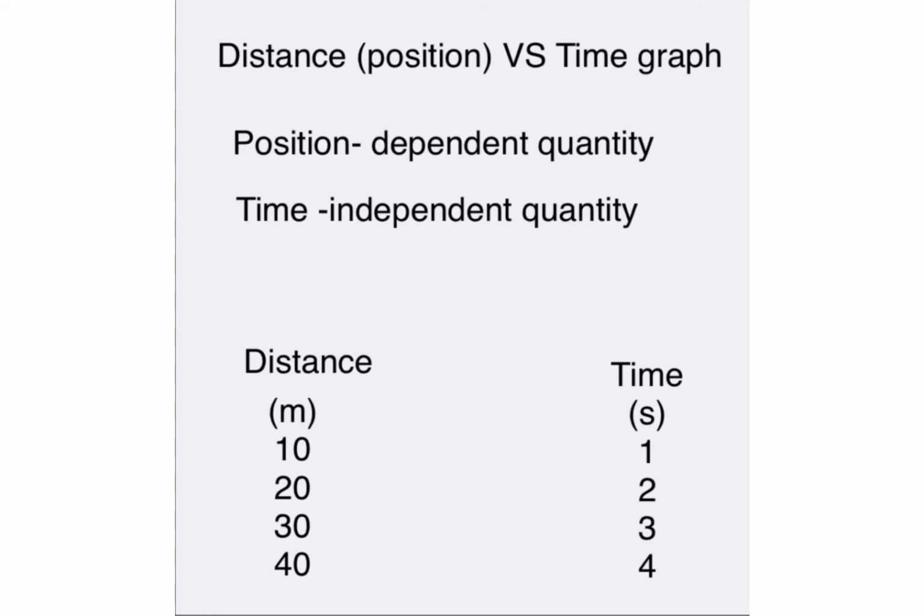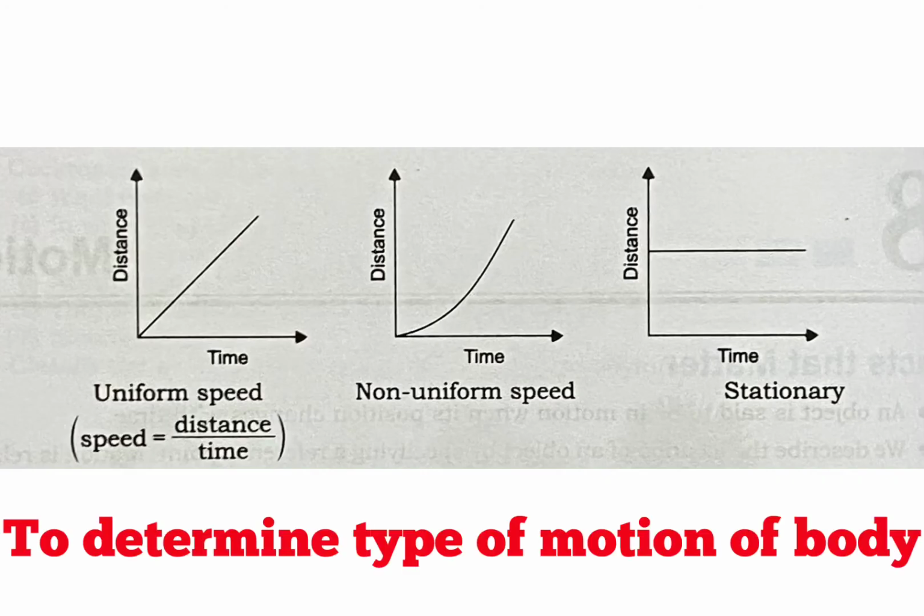So this is the use of graph. Without plotting or without knowing anything, you can state the type of motion of a body. So the first use of distance versus time graph is, with the help of it we can know the type of motion of a body. See the first graph, we have already discussed it, and it is representing motion with uniform speed.